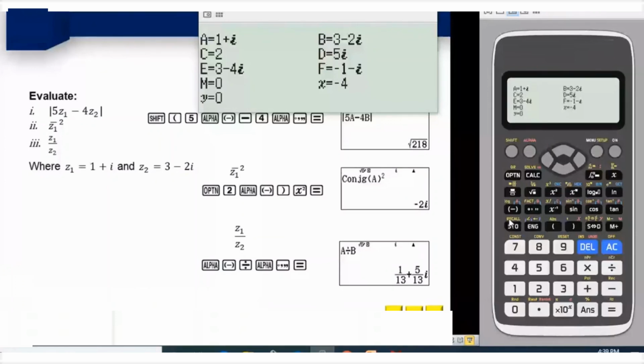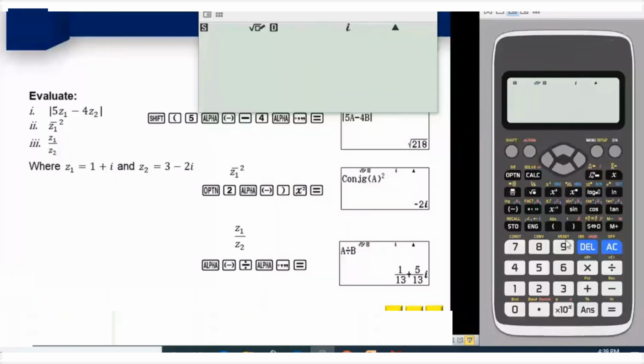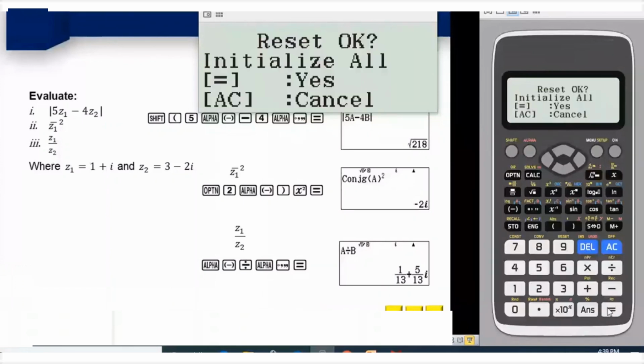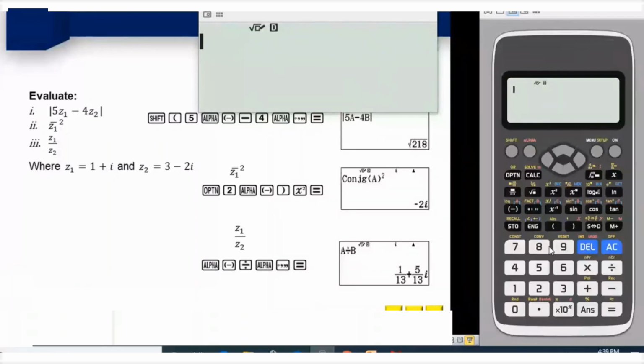And if I wish to clean this screen, all I need to do is press shift, press 9, press 3, press equals to, and press AC button. We have discussed this also, that it initializes all the memory. Everything in the memory of the calculator is deleted. Let me prove. Press shift and press STO. Now please realize all values have been removed because I initialized the calculator. I removed all the memories of the calculator.